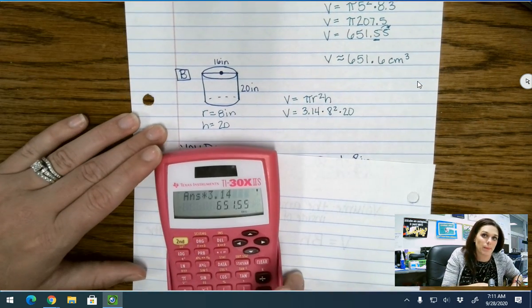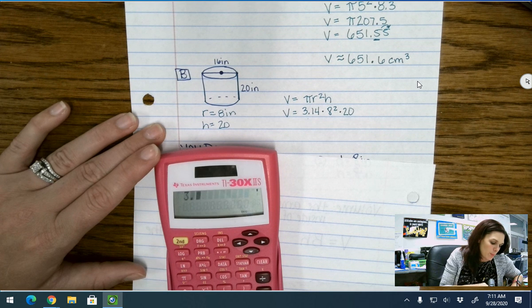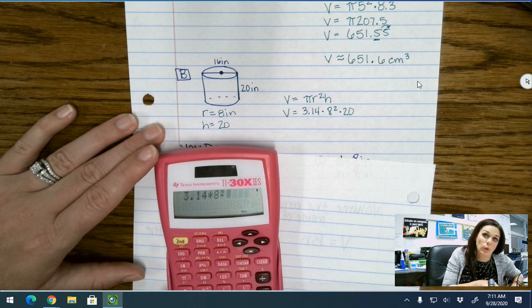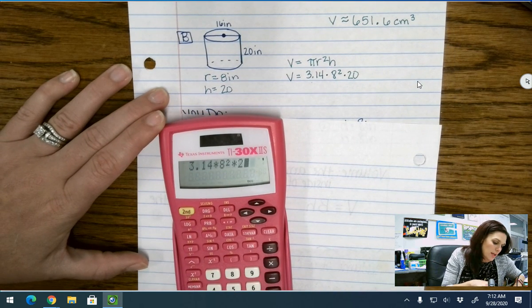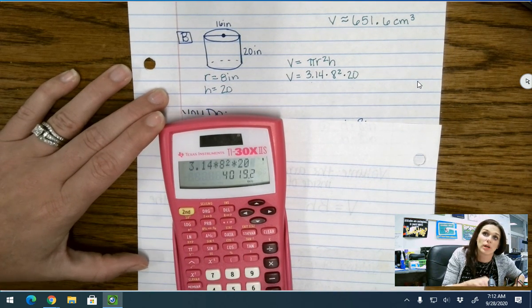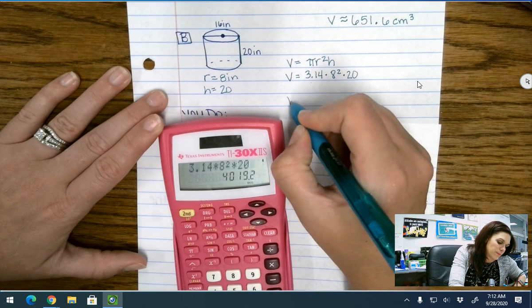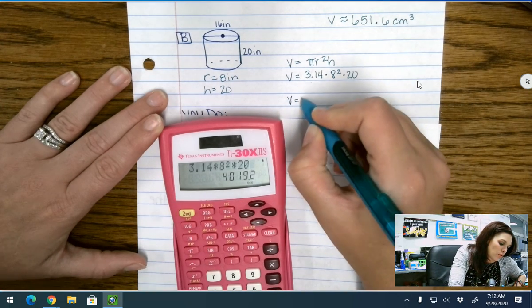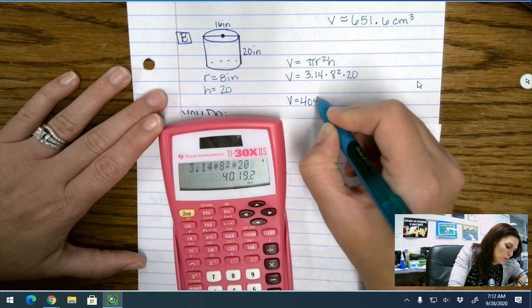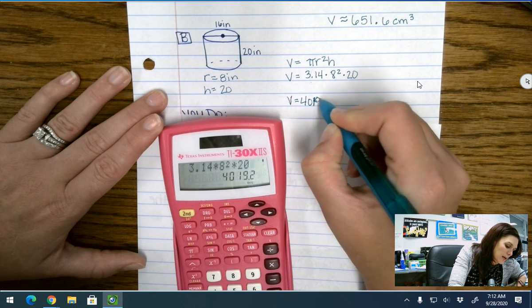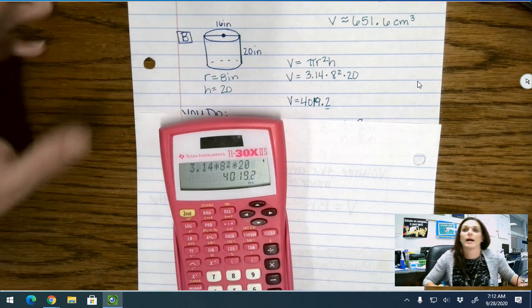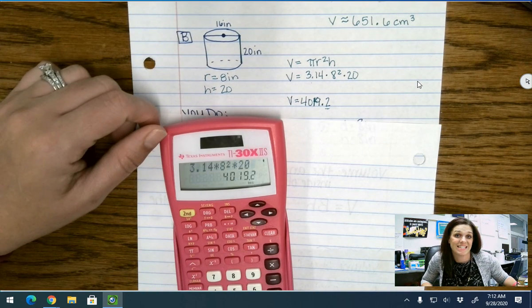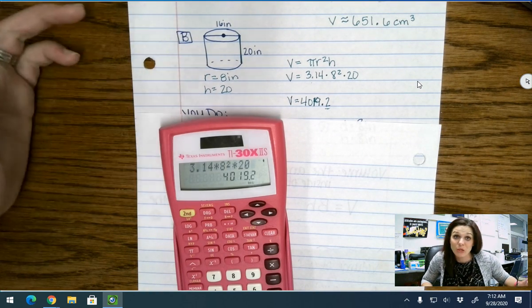I'm now going to pick up my handy dandy calculator. 3.14 times 8 squared. So again, the squared button is located right next to your 7, times 20. So we're going to get that the volume equals 401.9.2. That is already 1 decimal behind it. No rounding needed.